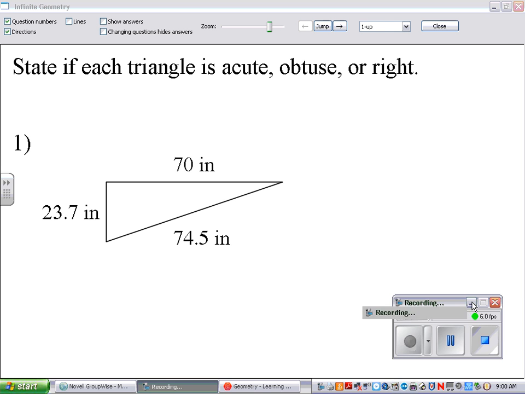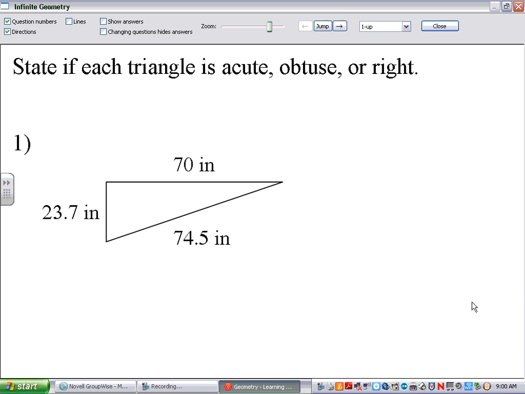Okay, let's get started here. We are doing the video now for learning check number 10 in geometry. I will work through these problems with you. Make sure you take good notes so you can retake this learning check for a higher score.